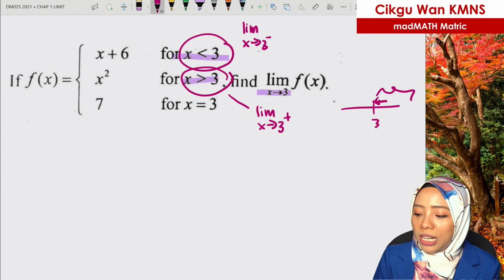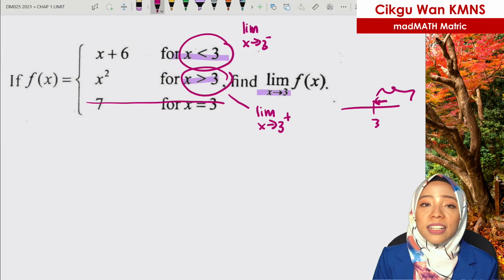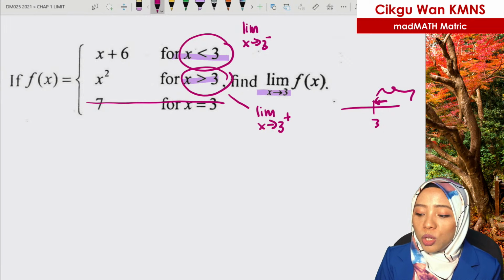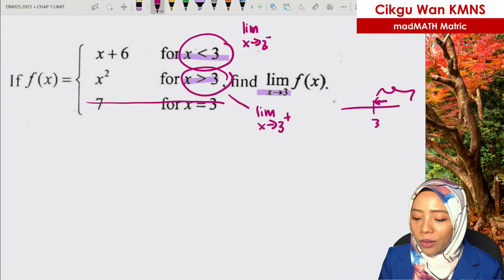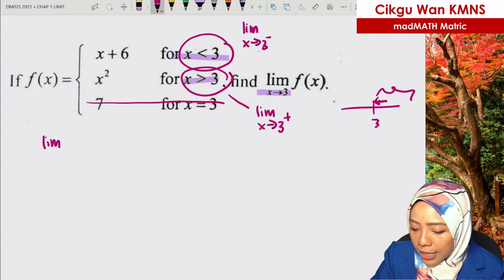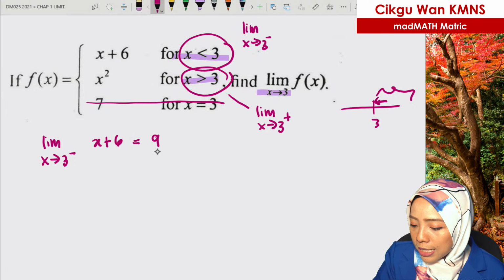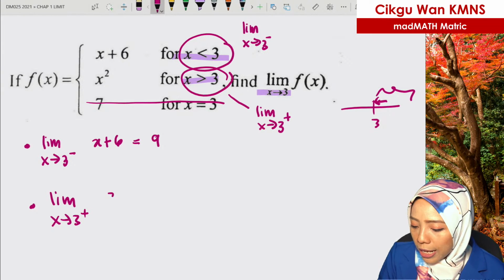Is that important? For this question that asks for the limit, it has no relevance, so do not look at it, because it will affect your answer. We are looking at the limit. Limit means approaching from the right and from the left. At that particular value, we do not care. Now we calculate the limit. Limit x approaching 3 from the left, we use the function x plus 6, so we straight away substitute: 3 plus 6 is 9. While limit x approaching 3 from the right, we use the function x squared.